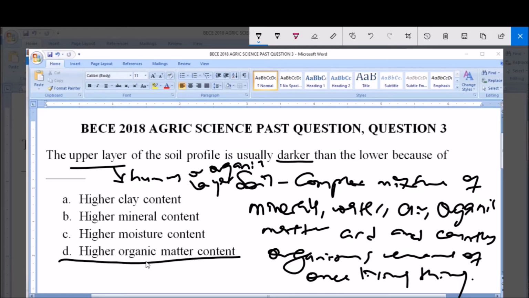This organic matter now simply refers to what? The remains of plants and animals. They form up the organic matter. And that is why this layer is referred to as the humus or organic layer. So this layer is actually dark because of the higher organic matter content it has. So from this you see that option D is the correct answer to this question.